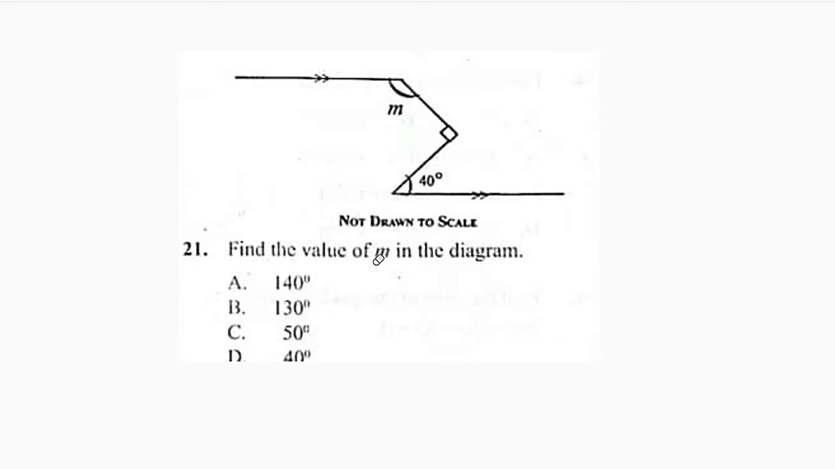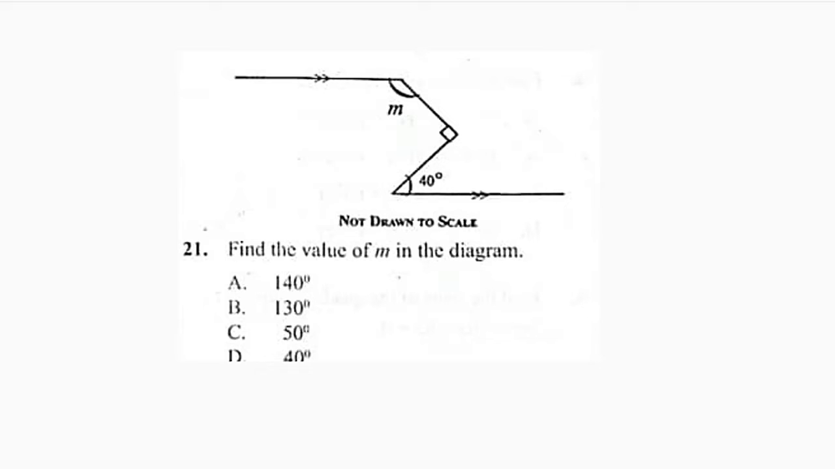We are asked to find the value of m in the diagram above. M is an angle, you can see it right here. And we are given another angle which is 40 degrees here. And you should observe that this leg and this leg are parallel to each other because you can see the two marks which indicates the two lines are parallel.